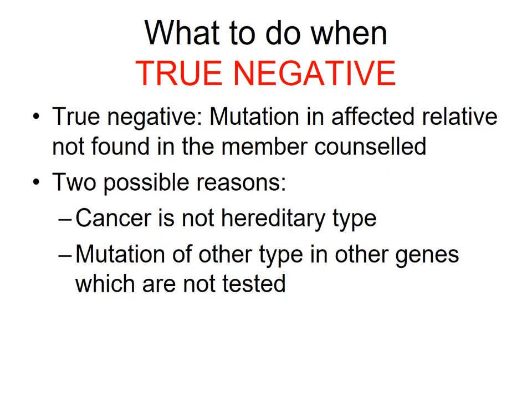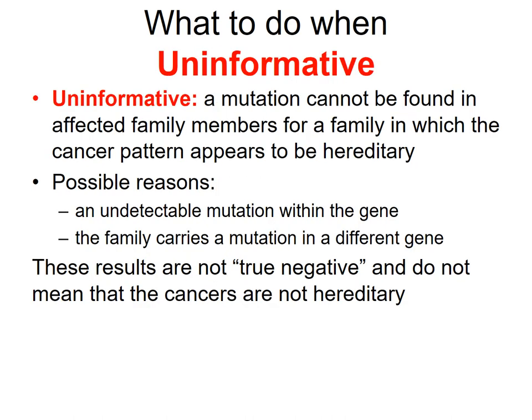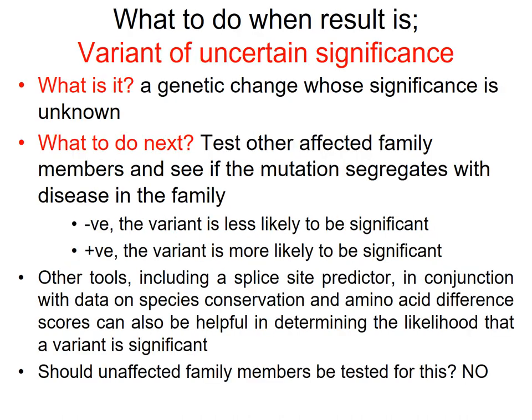If it is true negative, then what should be advised? And what to do when it is uninformative? This becomes important for the research purpose, but when it comes to giving advice to the family or the person, it needs to be tackled very carefully, and that is why the genetic counseling and cancer genetic counseling courses are run, which equip the person to give proper advice, which is technically sound.